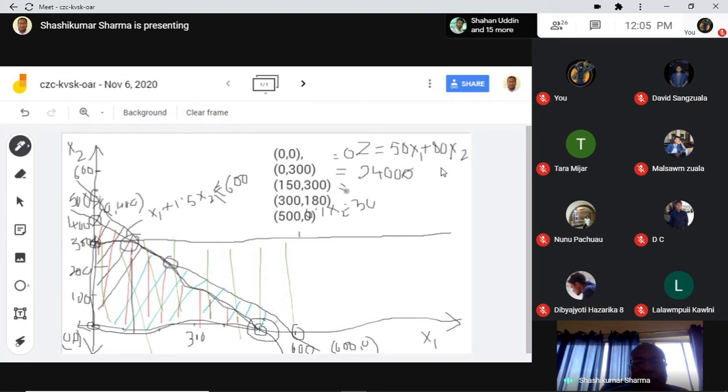Similarly, for the third one, you will get 31,500. Then let me remove this one.